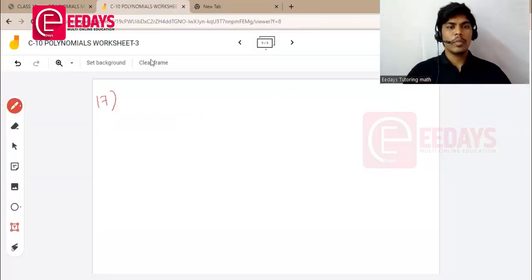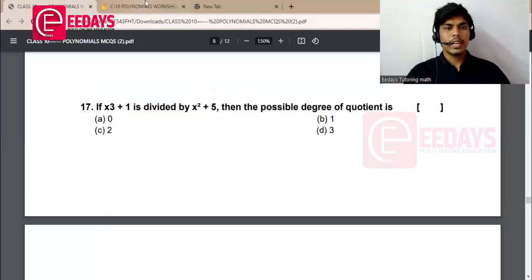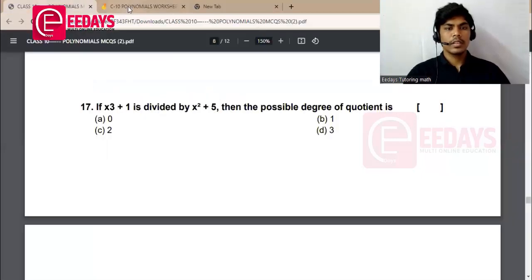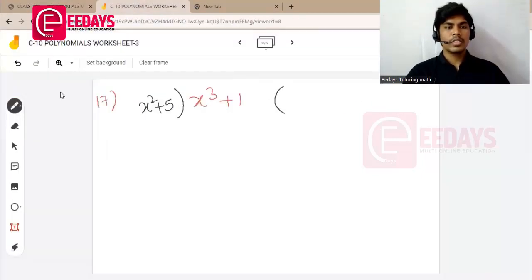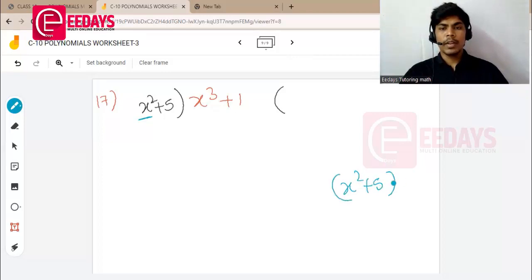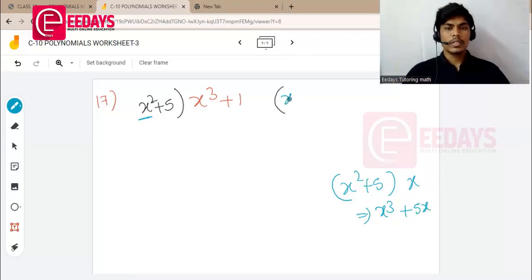Let's do the division. How many of you know about division problems? We have x cube plus 1 divided by x square plus 5. If you multiply x square plus 5 with x, we get x square into x, x cube, and 5 into x, 5x. So let's multiply x here. We get x cube plus 5x.